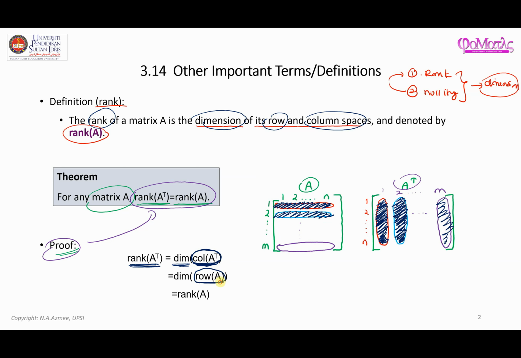And what is the row of A? Like I said earlier, the dimension or the rank of a matrix can be found by either the dimension of row or column spaces. So if you talk about a row of A, the dimension of the row space of A will give you the rank of A. So there you go, you have simply proven that this statement here is true. Okay.